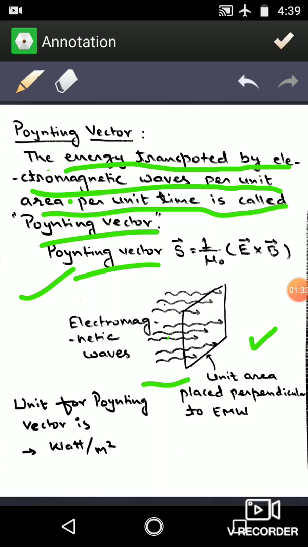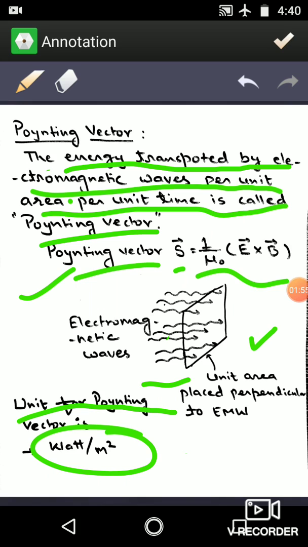Mathematically, it is denoted by S, and it is equivalent to 1 upon mu naught multiplied by E cross B, where E is the electric field vector and B is the magnetic field vector. The unit for Poynting vector is watt per meter square, because it is energy crossing unit area in unit time. Let us move on to the next slide.